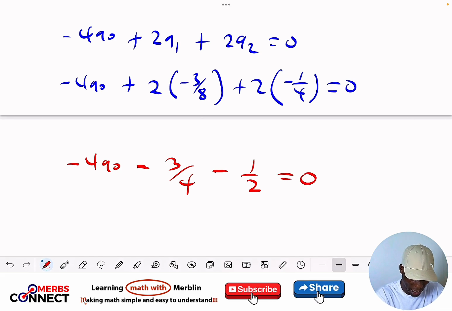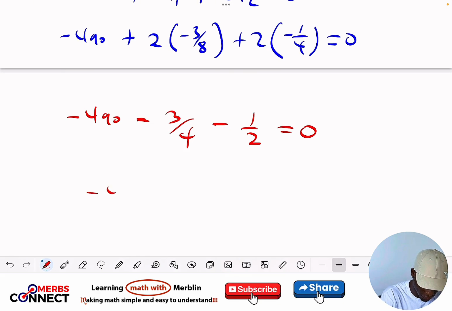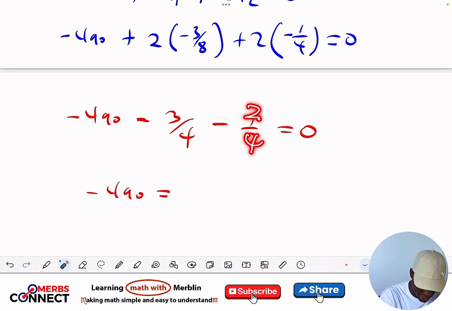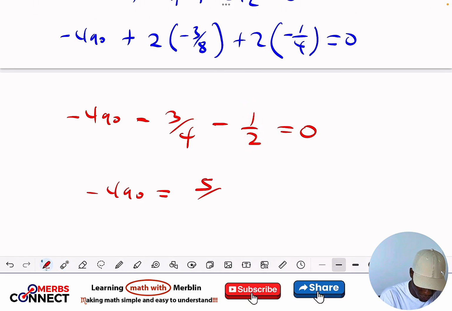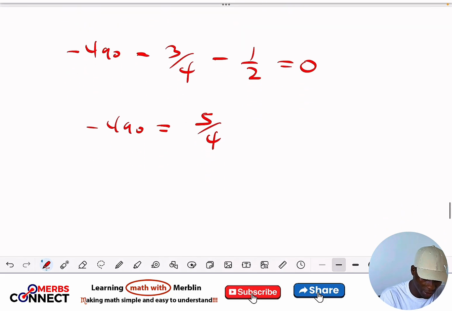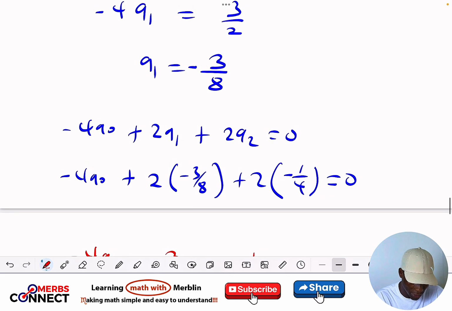So let's try and figure out how we are going to get it. So minus 4a naught is equal to, and when I add this one is 4 and this one is 2, I'm going to have minus 6 on 4. Is it minus 6? No, minus 5 on 4. So this will be 5 on 4. Divide through by, is that right? What I'm doing, is that right?